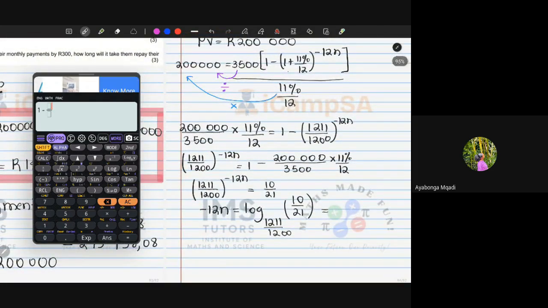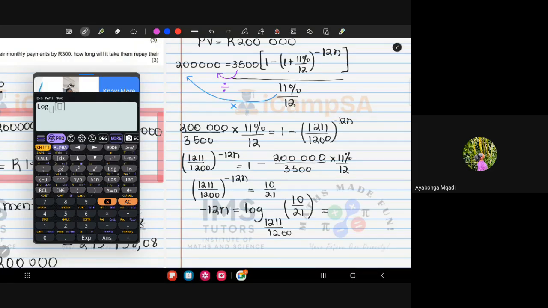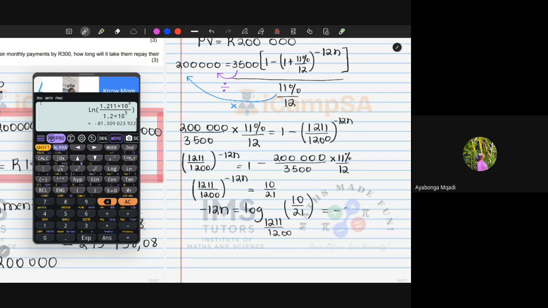What do you get when you put in log of those? Anyone? Let's put it in 10 over 21. So I am getting negative 81.31. Are you guys getting the same?